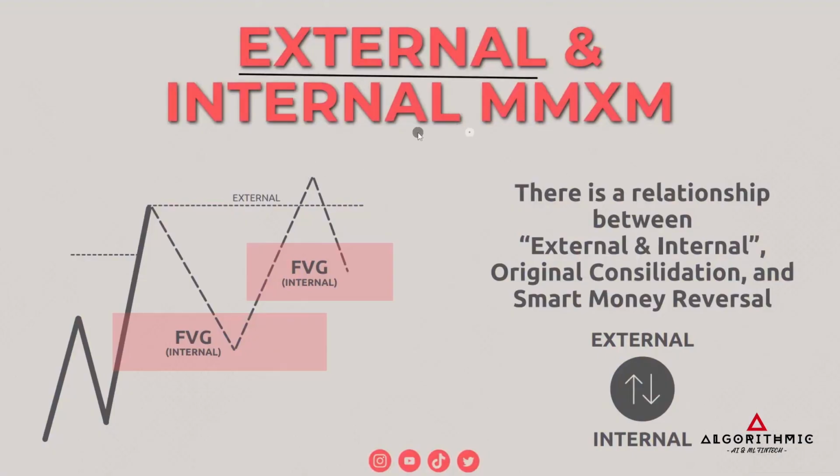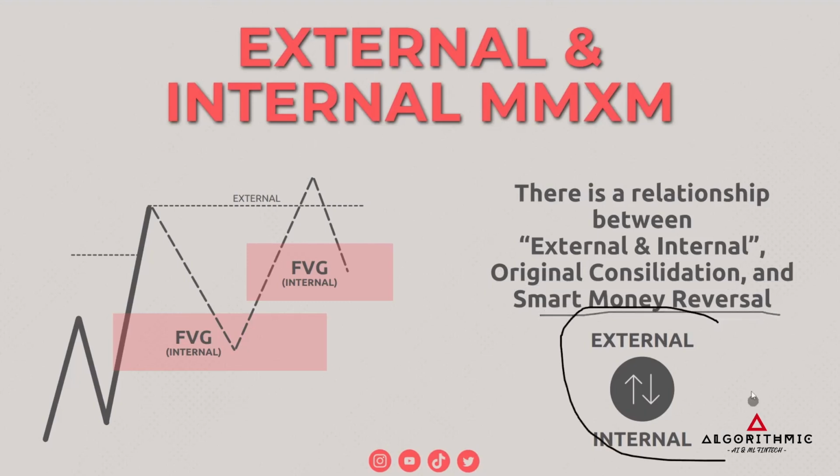Now, again, looking directly at internal to external liquidity, there's a relationship between them both and the market maker model. The relationship is between external, internal, original consolidation, and smart money reversal. I know that price moves from external to internal or internal to external. So when we have a fair value gap, we have an internal to external move. Then we know that the original consolidation is going to be targeting the external, and the smart money reversal is going to happen on the internal. And then the market maker's buy model in this will be completed when that high is taken.